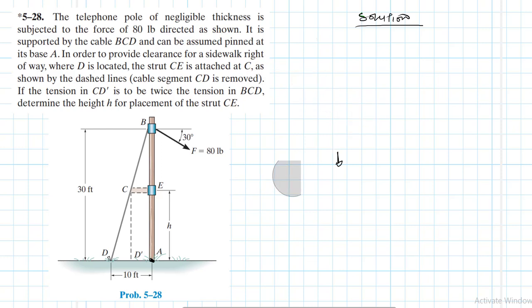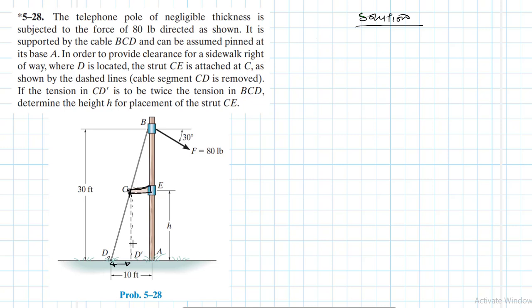There is a need for this area here, D prime. They want to use it as some right of way. They want to clear it for a sidewalk. So they want to change this cable CD so that it makes a turn and follows this dashed line, and then they will place some strut here.